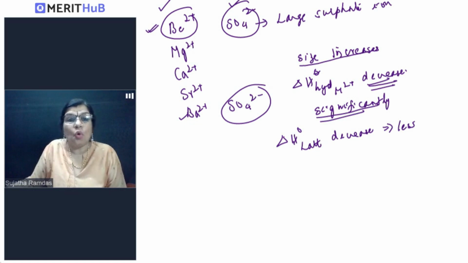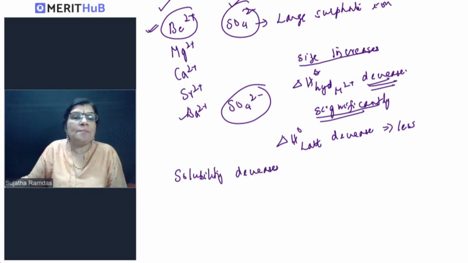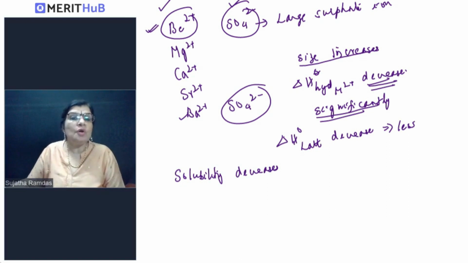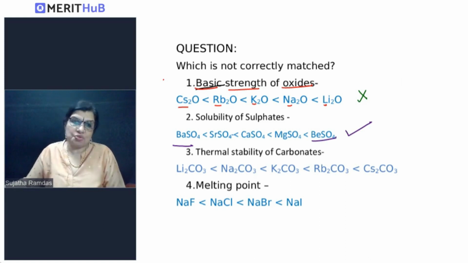And therefore, the overall result is what? Solubility decreases from beryllium sulfate to barium sulfate. All right, so let's see what is the order given here. Barium sulfate is the least soluble, whereas beryllium sulfate is the most soluble, and that is what we deduced. So the second comparison is correct.